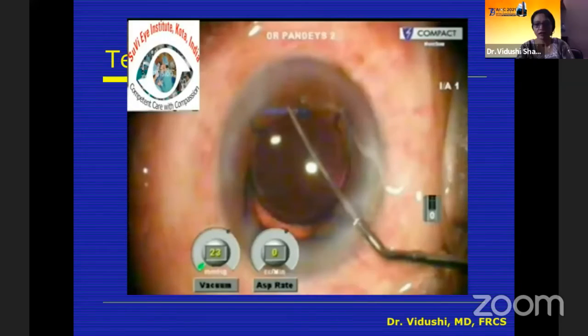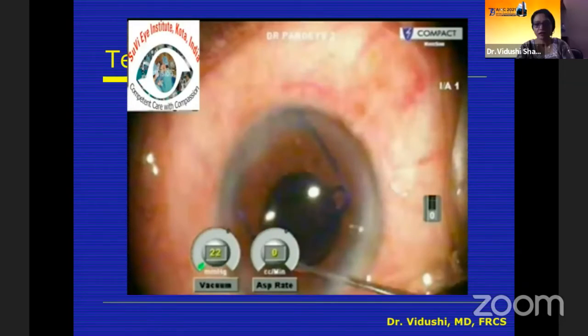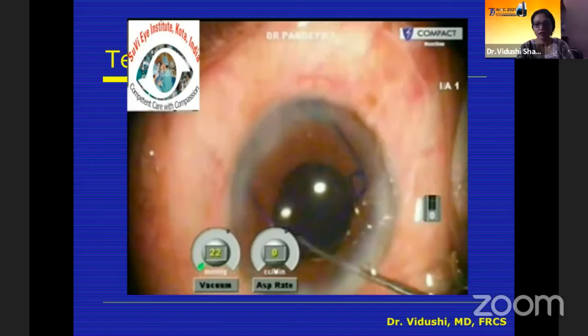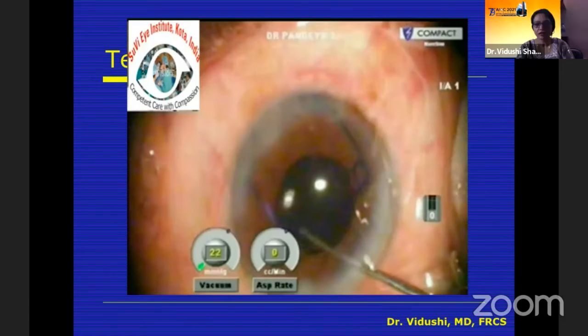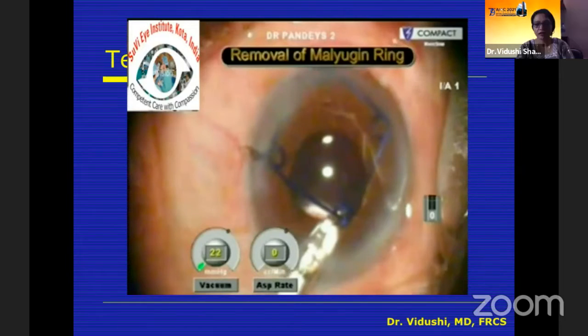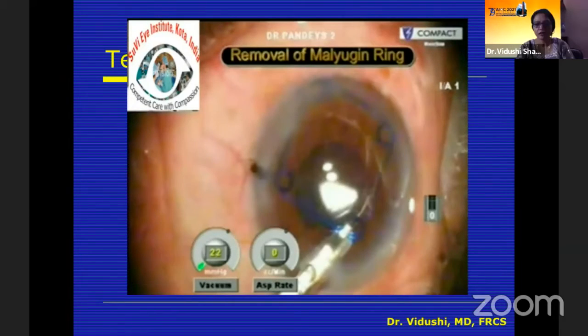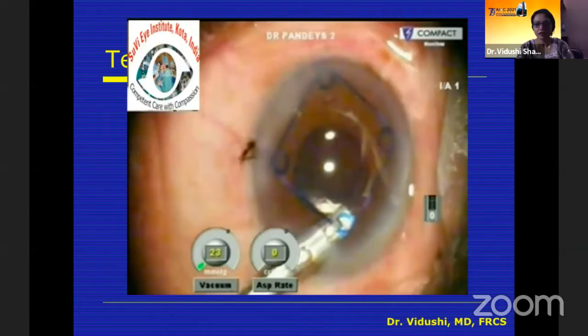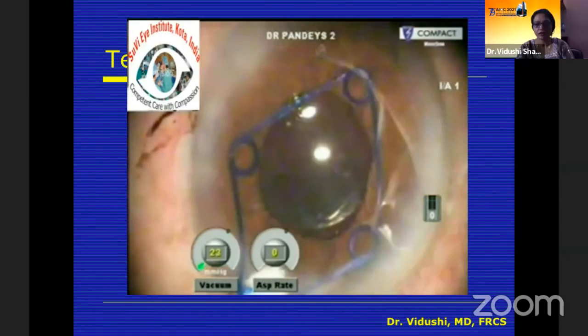Now, the first thing is that during the surgery, the iris becomes a little edematous. So the scrolls are engaged even more tightly. So we have to first very carefully disengage all the Malyugin ring scrolls from the iris so that there is no tear. And after disengaging, once the Malyugin ring is free in the anterior chamber, only then we should take it back into the injector.